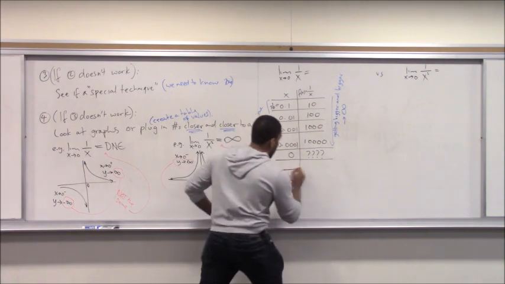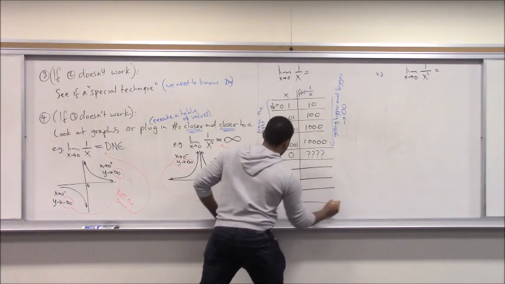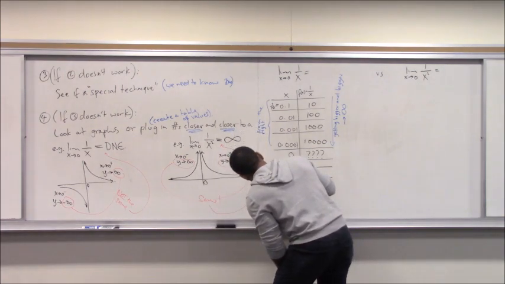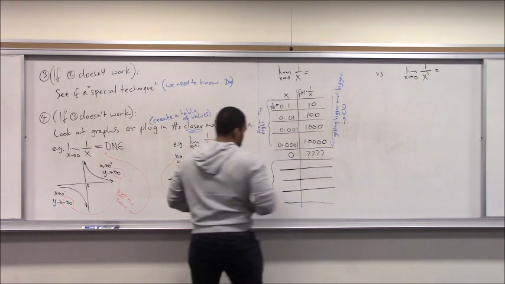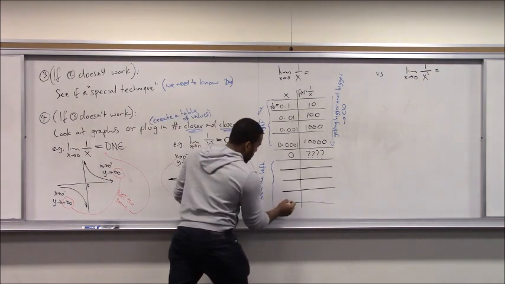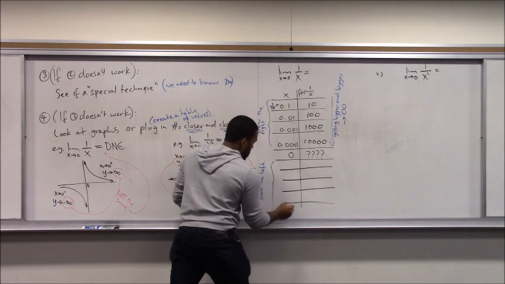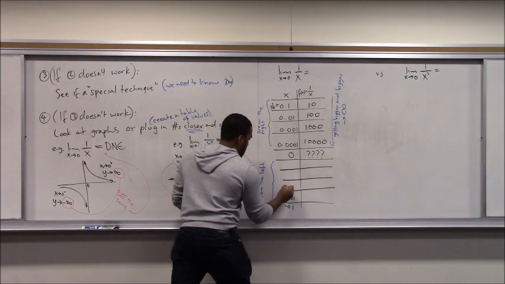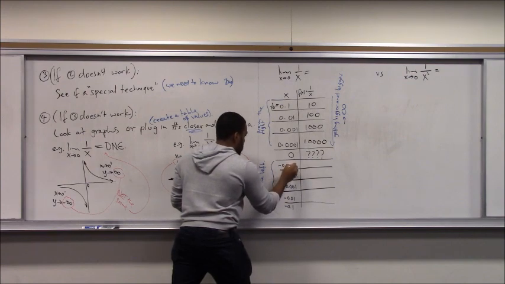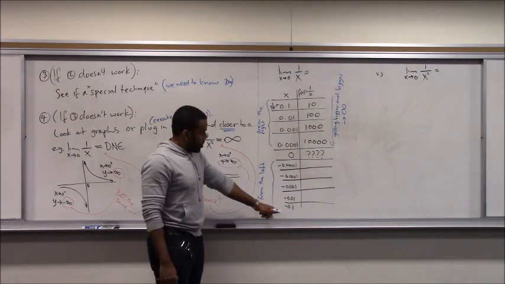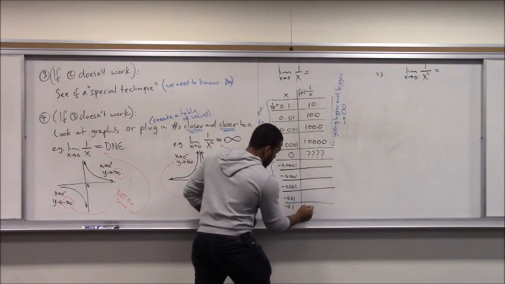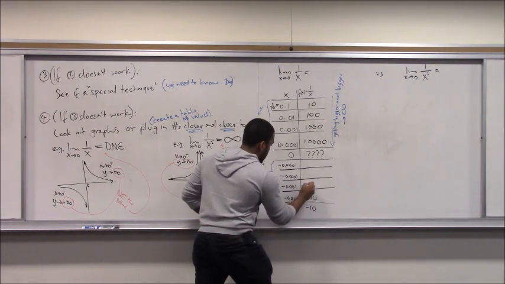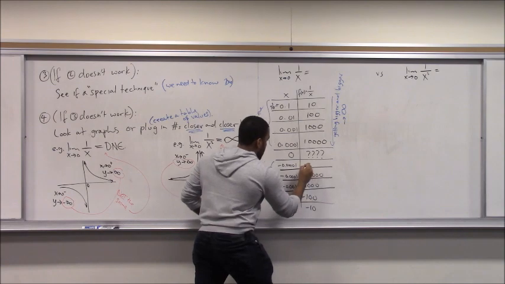You're going to do the same thing down here with the other side. So from the left. You're going to start a little ways off, so maybe like minus 0.1, minus 0.01, minus 0.001, minus 0.0001, minus 0.00001. So this is minus 1 over 10, minus 1 over 100, minus 1 over 1,000, etc. Notice that the y value here is going to give you negative 10, negative 100, negative 1,000, negative 10,000, negative 100,000.